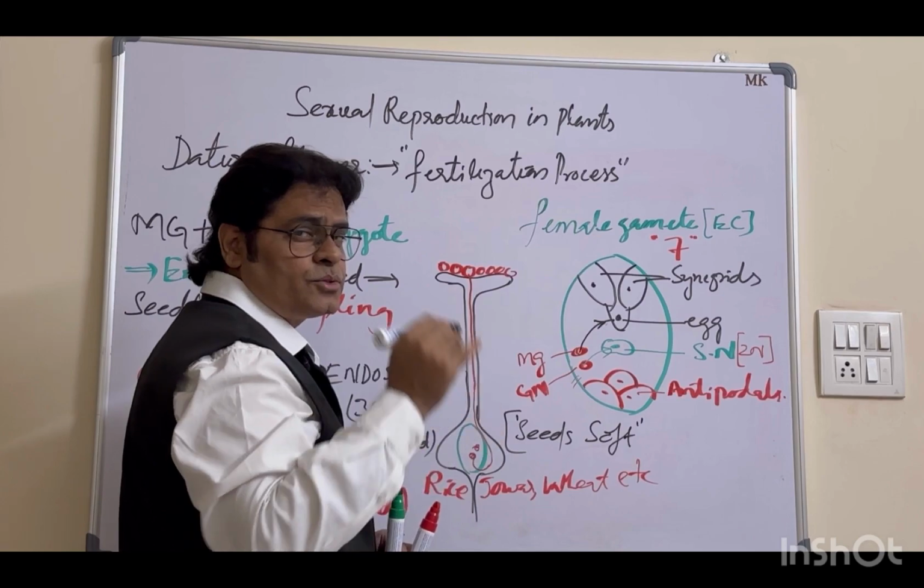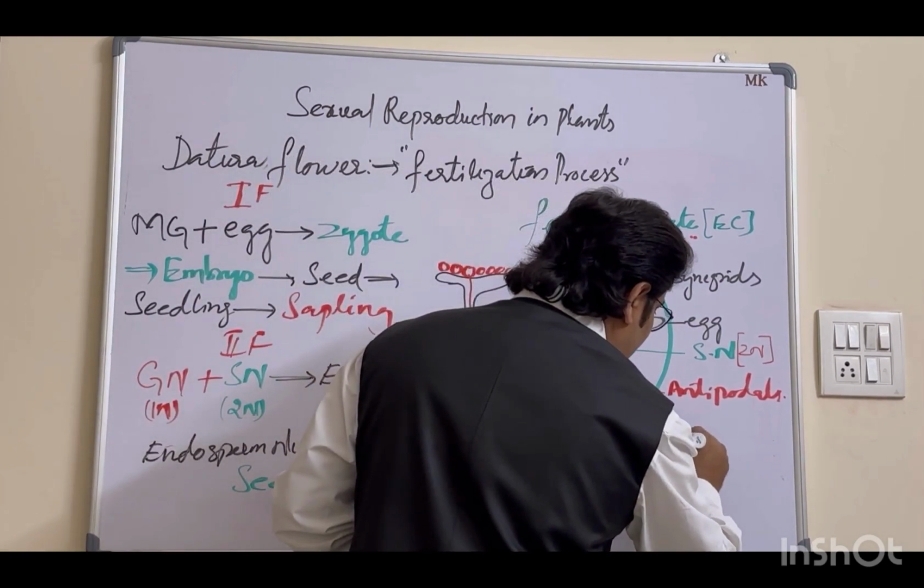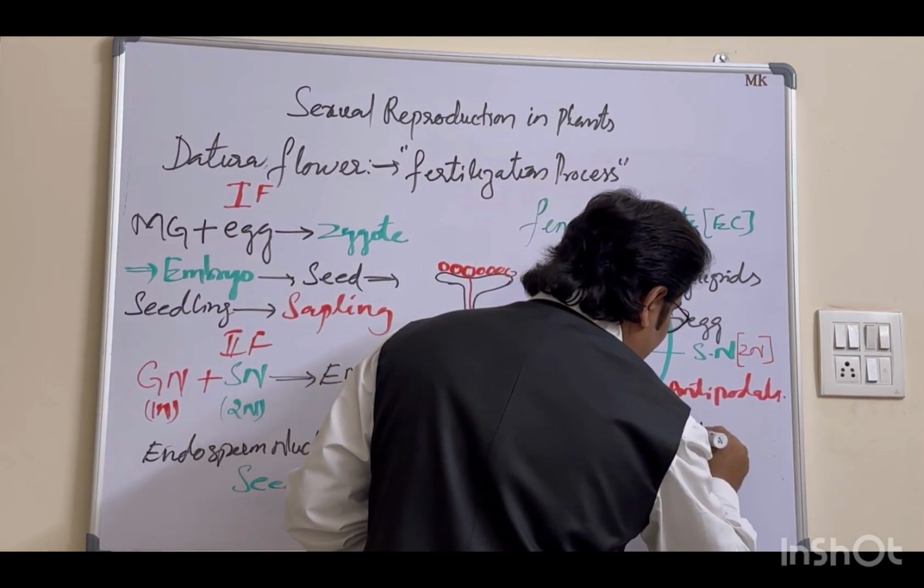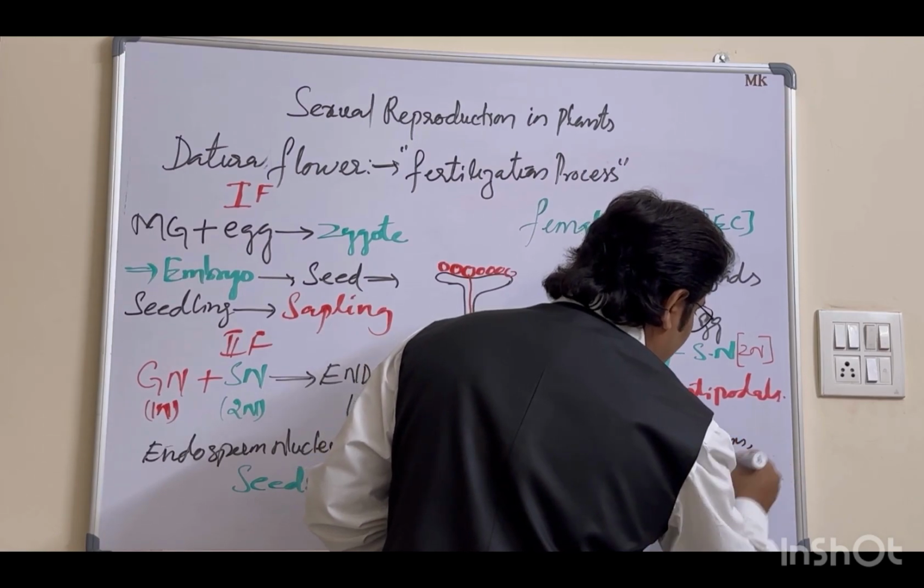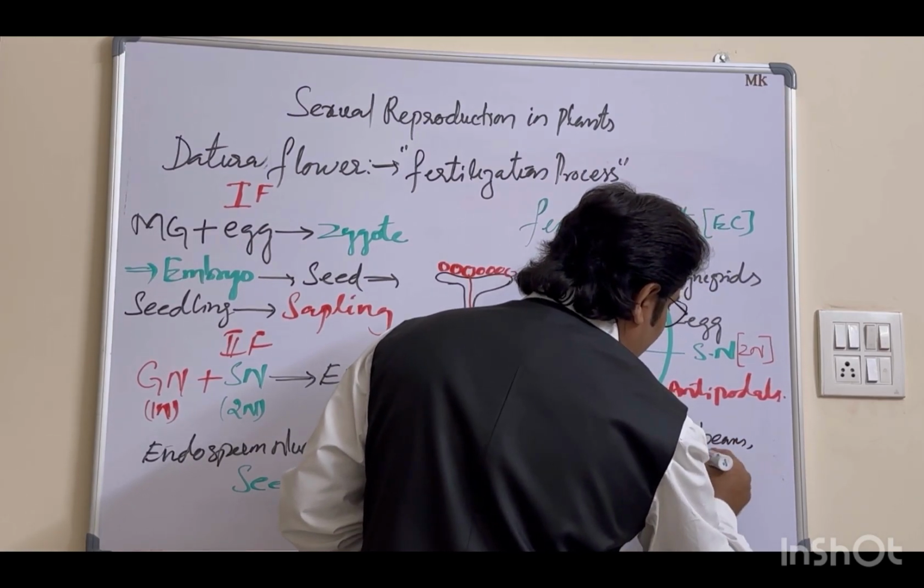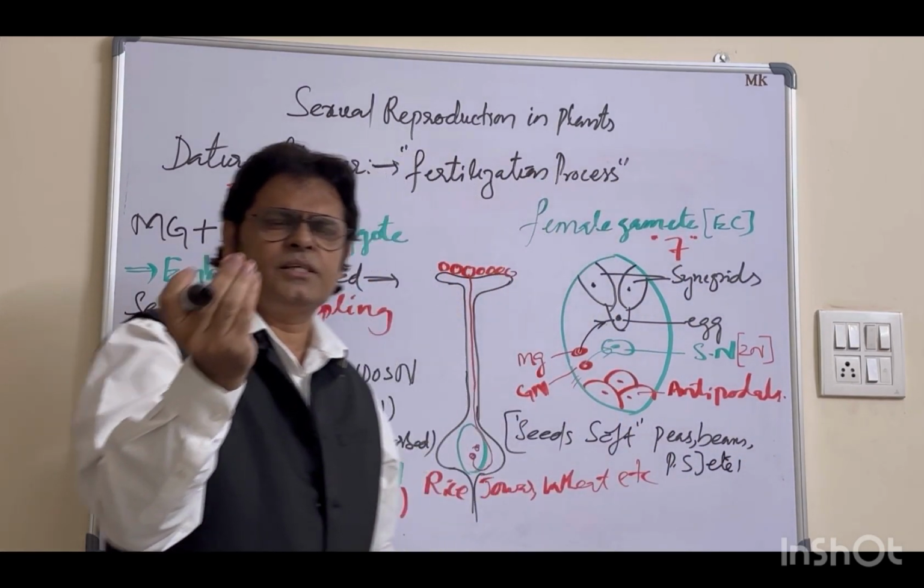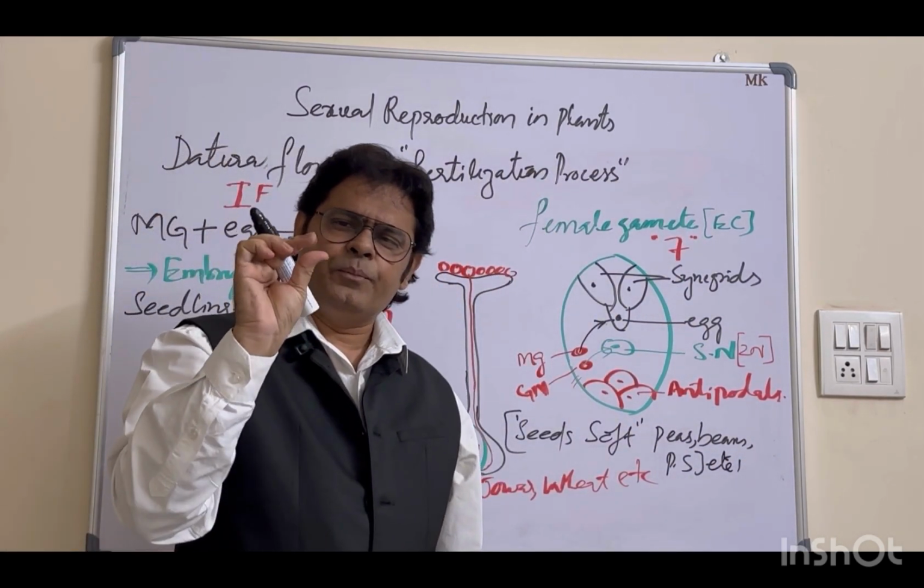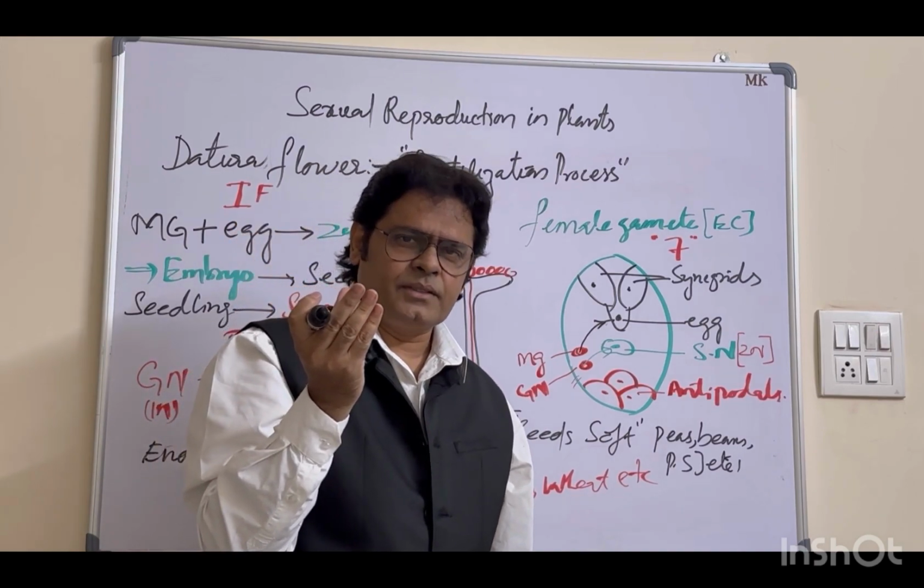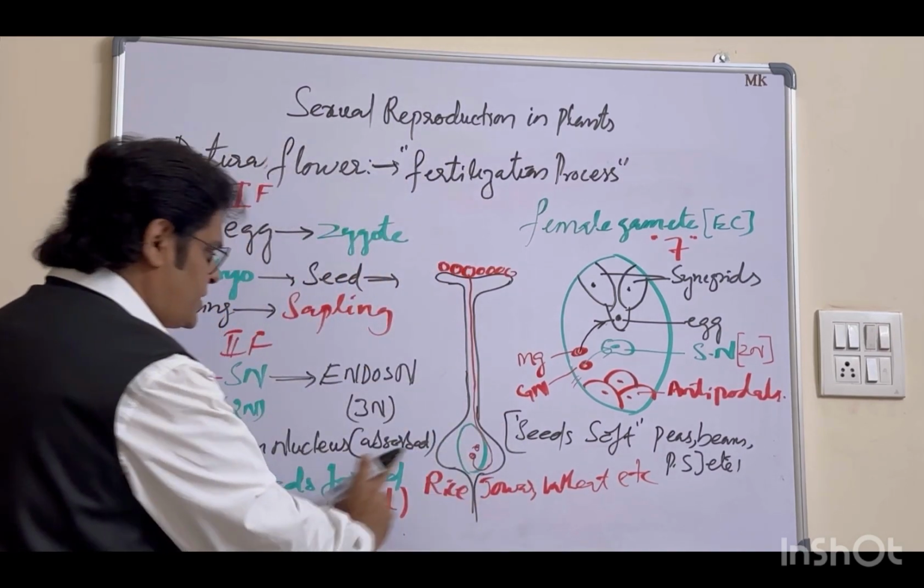Now, can you give examples of soft seeds? Peas are there. Beans are there. And papaya seeds are there, etc. These seeds will be very soft in nature. If you press it, it will burst. Clear? So these are the two conditions here.